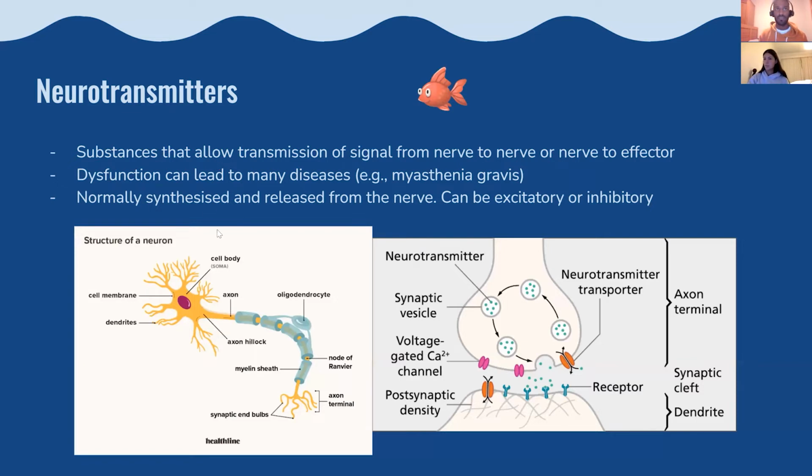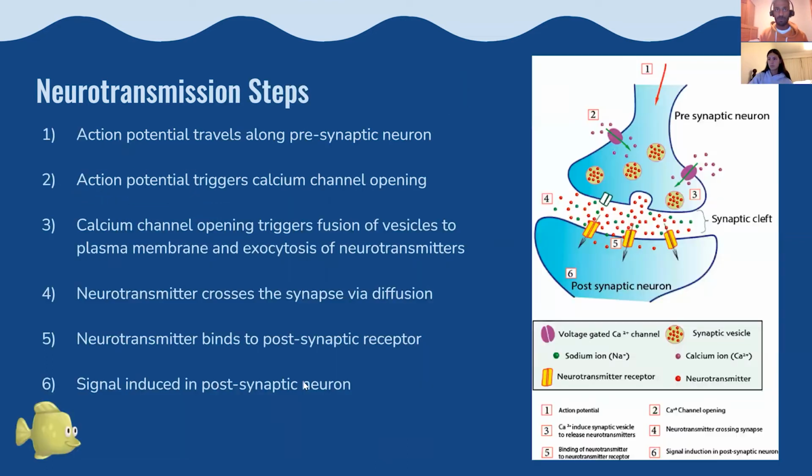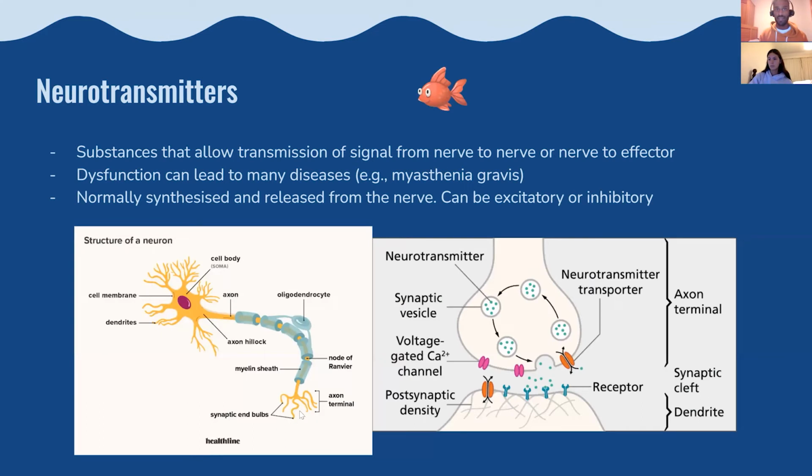Dysfunction with these neurotransmitters can lead to many diseases, one of which we're going to talk about is myasthenia gravis. Neurotransmitters are normally synthesized and released from the nerve. So the nerve actually makes the neurotransmitters and releases them, and they can be excitatory or inhibitory. So this nerve gets fired, there's an action potential, it comes all the way down. When we reach the axon terminal, let's say it synapses onto another nerve, this nerve can choose whether it will excite the next nerve or inhibit the next nerve. And that plays an important role.